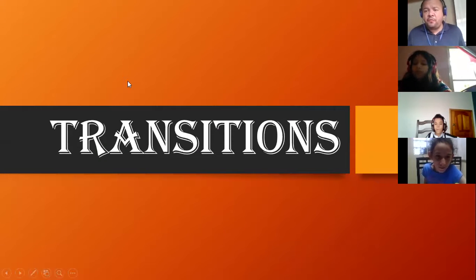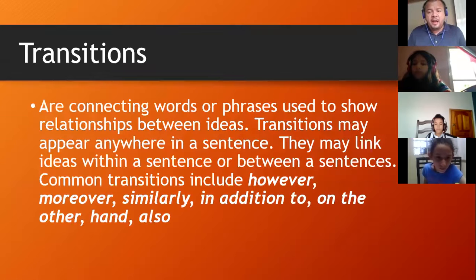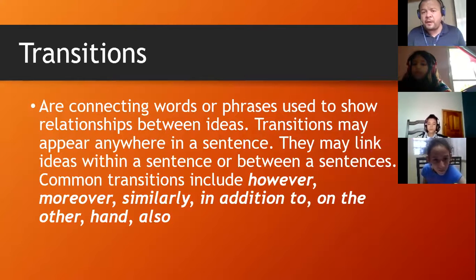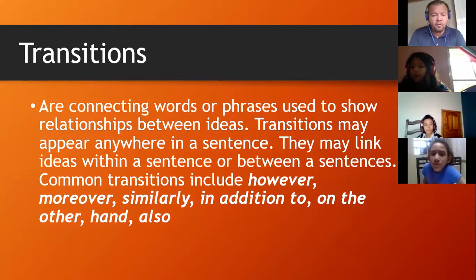We have to know first what is a transition. A transition is connecting words or phrases used to show relationships between ideas. Transitions may appear anywhere in a sentence. They may link ideas within a sentence or between sentences. Common transitions include however, moreover, similarly, in addition to, on the other hand, and also.